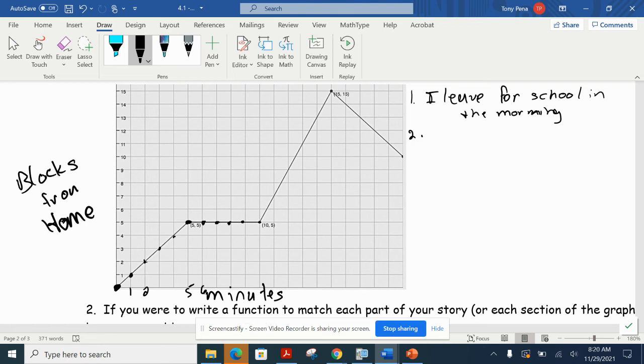So if I had you create your own little story, we want to indicate why you would have stopped for 5 minutes, whether you stopped at Starbucks to grab a coffee, or stopped at a friend's house to talk with them, or whatever. But there's 5 minutes where you remain 5 blocks from school. So we want to understand what that means. You can put whatever you want. I'm going to put that I stopped and picked up a friend at her house or his house, whatever friend you might have.